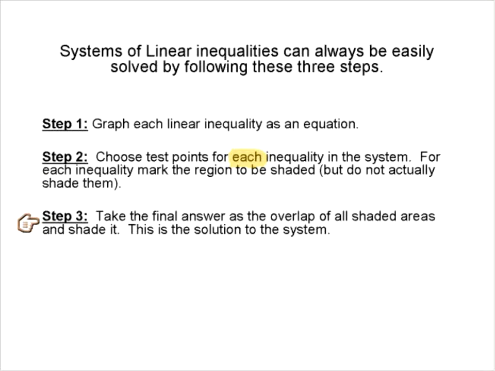And remember, that's where I marked that region with those little arrows. Step 3, take the final answer as the overlap of all the shaded regions and shade it. So this is the area where all of these arrows overlap. So if you follow these 3 steps when you're graphing a system of inequalities, you can do any inequality thrown at you.